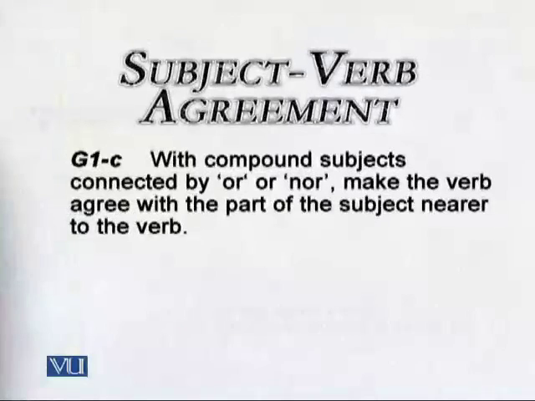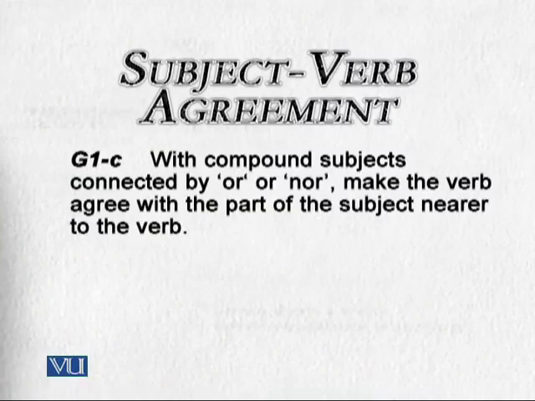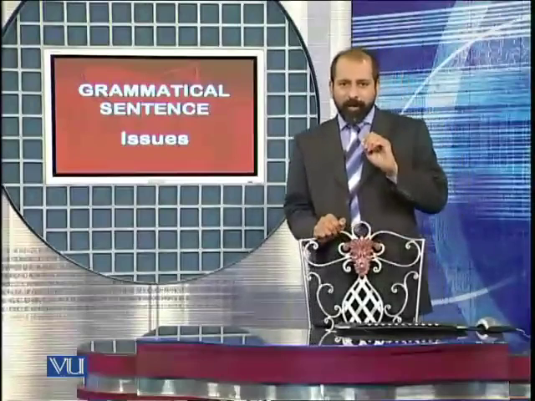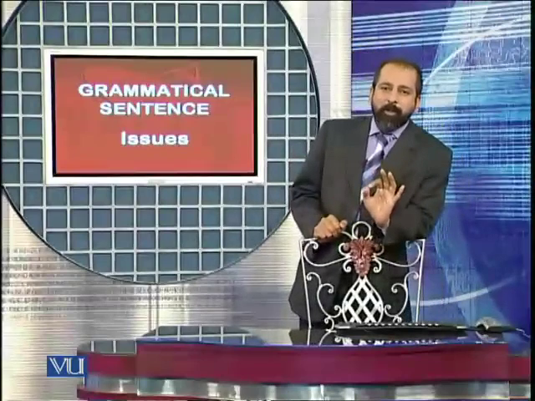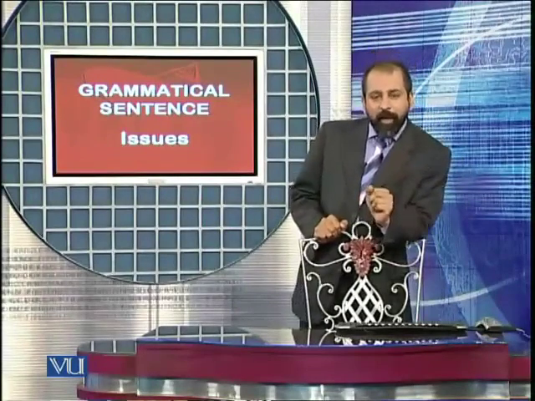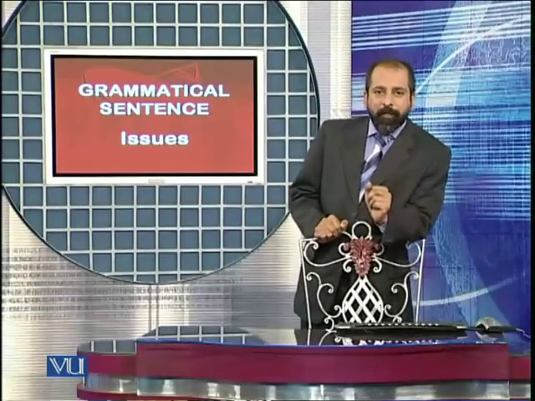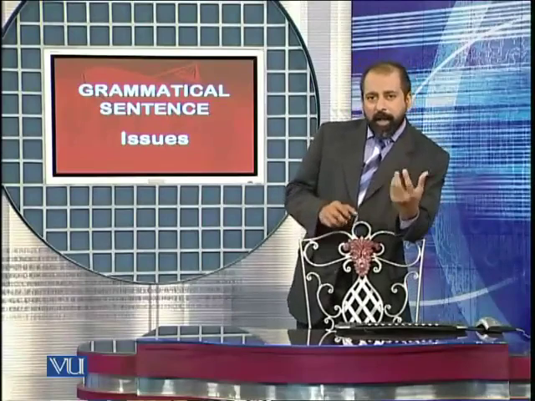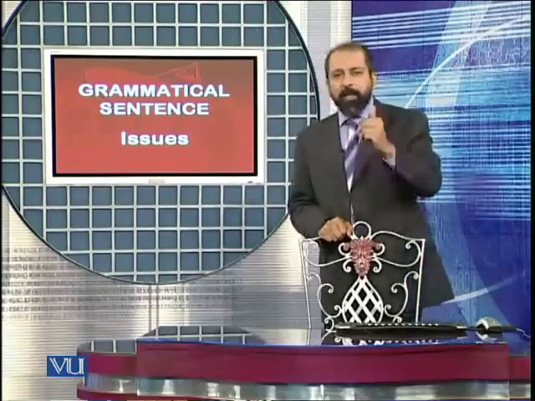The rule says, with compound subjects connected by or, nor, make the verb agree with the part of the subject nearer to the verb. Yes, this is something interesting. Two subjects connected by or, nor. Now, verb, we're going to use according to the subject which is nearer. Like the example which I gave, Imran or his friends. Now look here, there are two subjects, Imran and what? Or his friends. Imran is singular, his friends is plural.